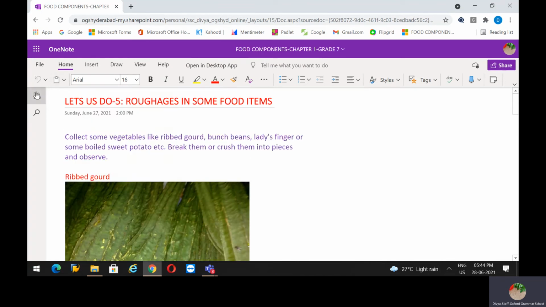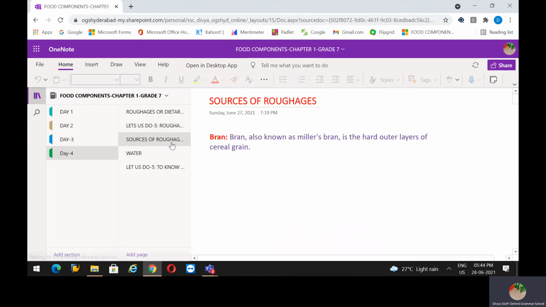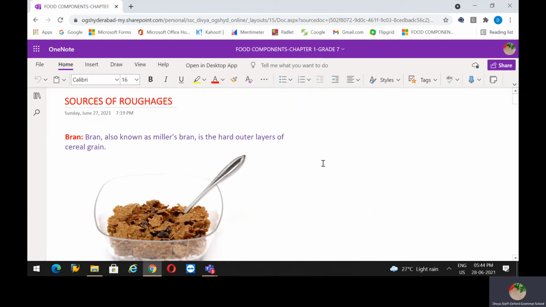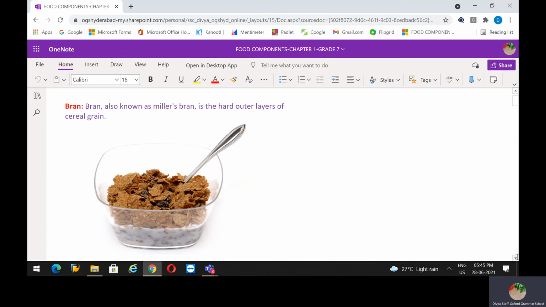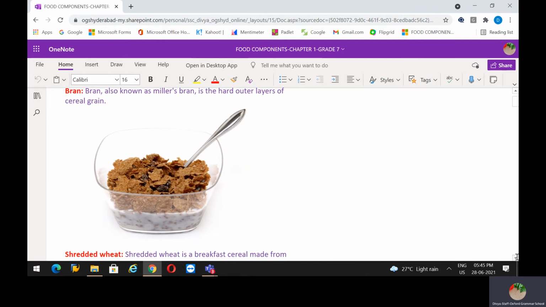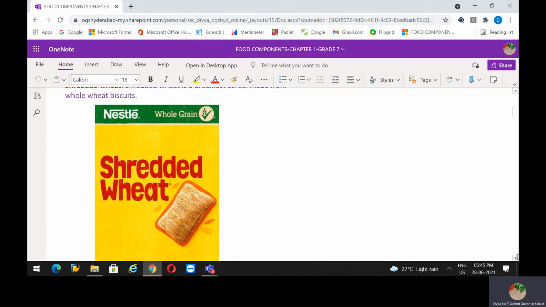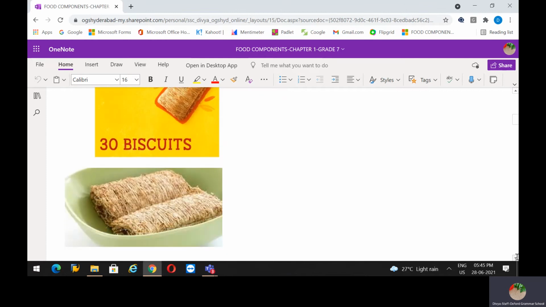So next, let's go with the sources of roughages, children. What are the other sources of roughages? I would just like to go with bran. See here, bran, children, is also known as miller's bran. It is the hard outer layer of a cereal grain. And shredded wheat, we have biscuits, right? Wheat biscuits, shredded wheat biscuits. So this is a good source of roughage.